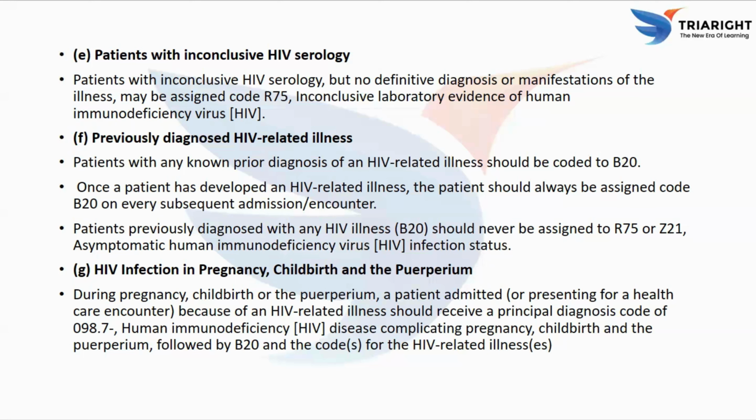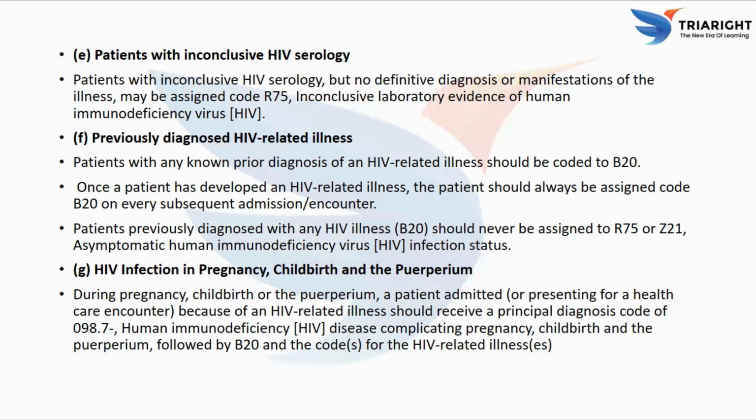What is the second rule? Never switch back to Z21 or R75. Once B20 has been assigned for HIV disease or AIDS, you should never code Z21 or R75, because the patient is no longer asymptomatic. What are examples of HIV related illness? Pneumocystis pneumonia, HIV wasting syndrome, Kaposi's sarcoma. With any of these, B20 is forever.